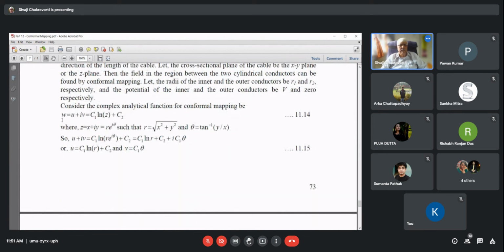Now here is my function f(z), that is here. That is C1 ln z + C2. This is the function that we are assuming.